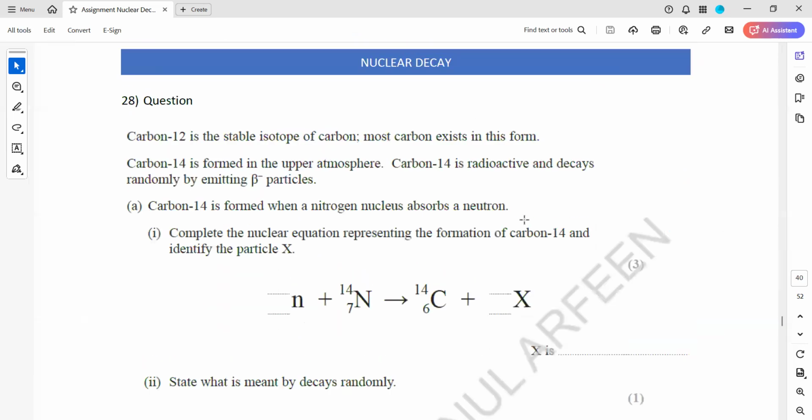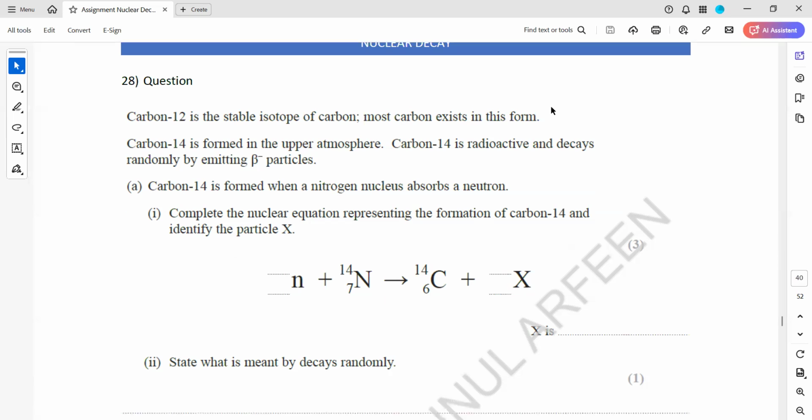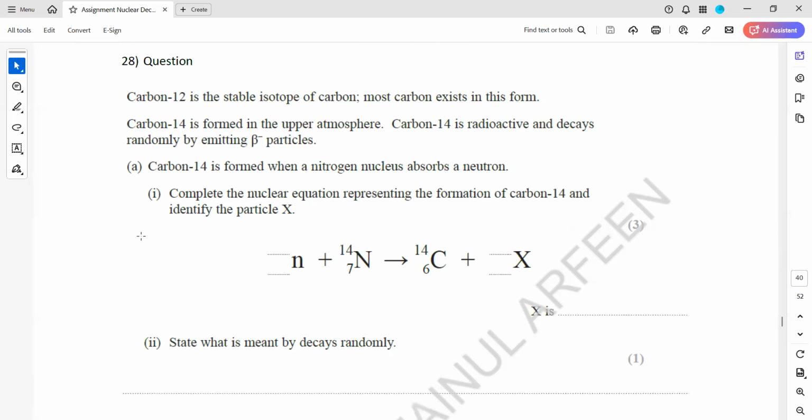Question 28. Carbon 12 is the stable isotope of carbon. It most commonly exists in this form. Carbon 14 is formed in the upper atmosphere. Carbon 14 is radioactive and decays randomly by emitting a beta particle. Carbon 14 is formed when nitrogen nuclei absorb a neutron. A nuclear equation is shown.